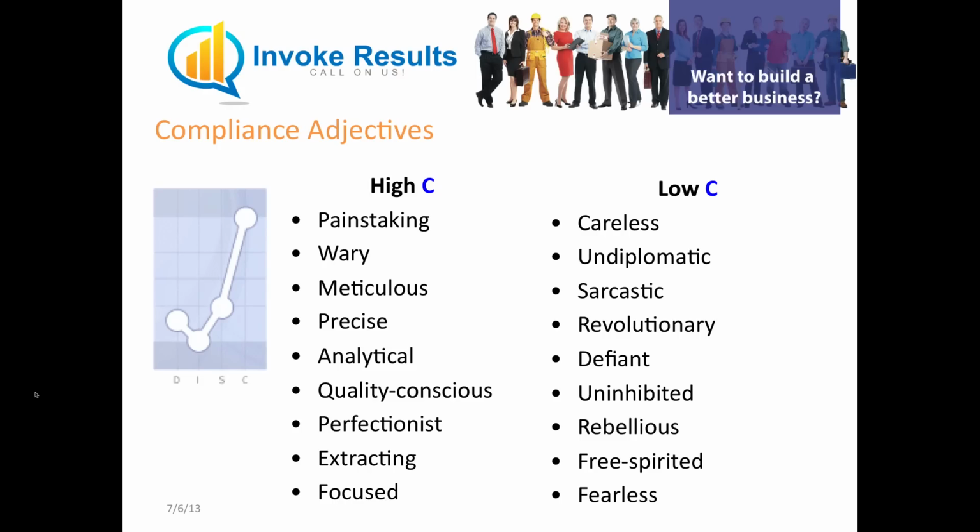The low C on the other side, though, remember we said the high C loves the rule book and the low C likes to be independent. So the low C can be pretty careless in their approach, not the most diplomatic of people sometimes, especially if they've got a low I and a low S, because they're not really worried about people, they just want to get things done. They can be sarcastic, pretty revolutionary. They don't like the rule book, so they're going to fight against it, and defiant, stubborn often. Usually pretty uninhibited in terms of their approach, free-spirited and fearless.